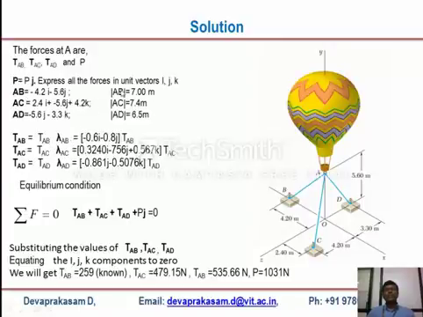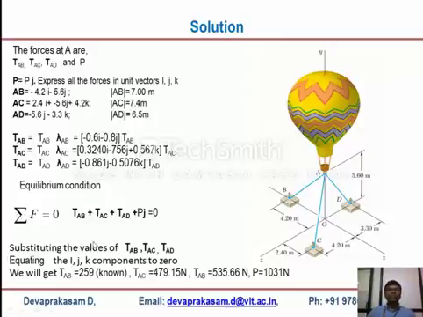So the vector divided by the magnitude will give you the unit vector. So the vector TAB is equal to the magnitude of TAB times the unit vector. You will get the three equations, TAB, TAC, TAD. We know from the equilibrium condition that the sum of the total force equals 0. Also you have to understand that in the x, y, z direction, the i, j, k direction, individually the sum of the forces equals 0.